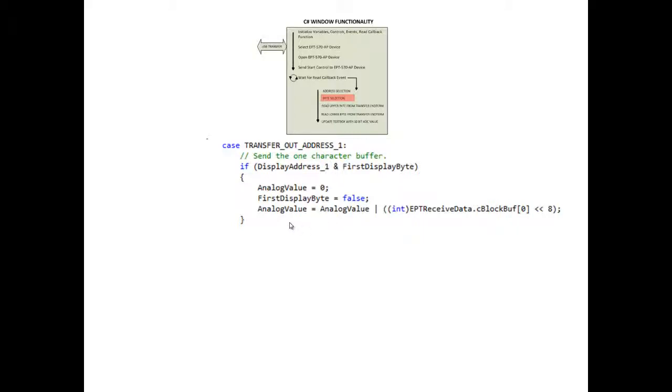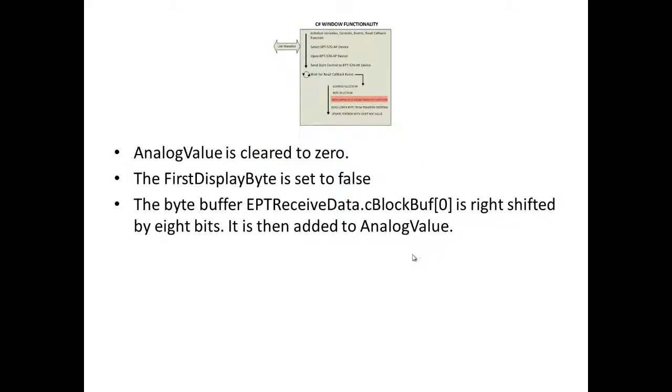This will cause the first if statement to be entered. When it is entered, 3 things happen. The analog value is cleared to 0. This is done to clear out any value that was previously in there. The first display byte is set to false, so that the next time the case statement is called, the transfer out address number 1 is entered, the lower byte will be added to the first 8 bits of the analog value.